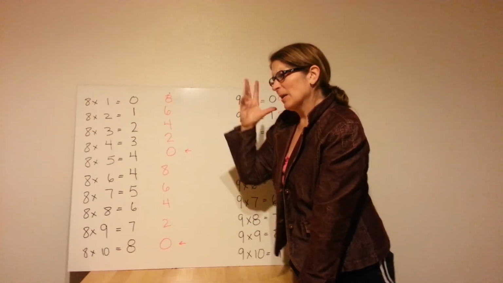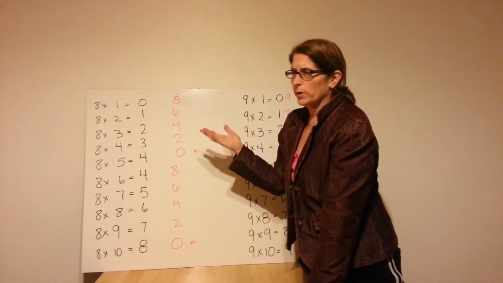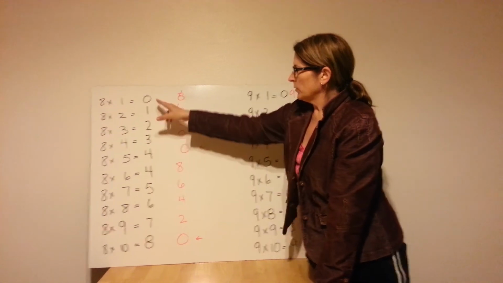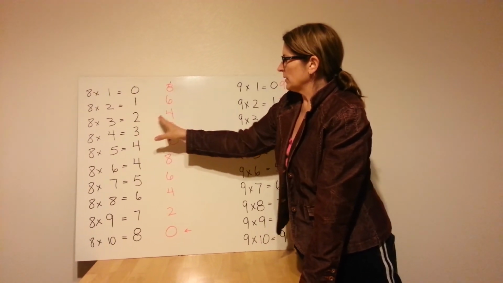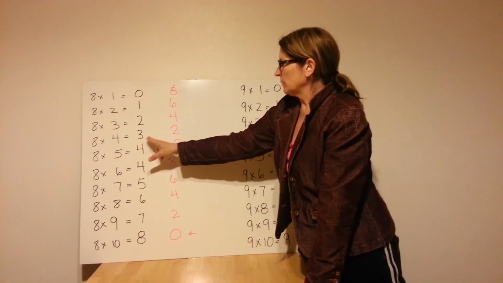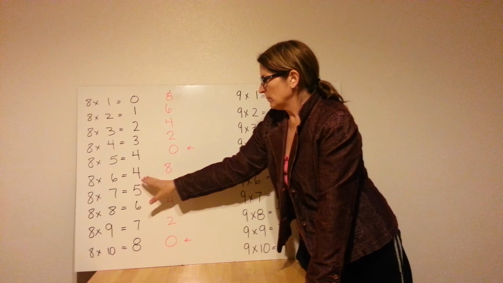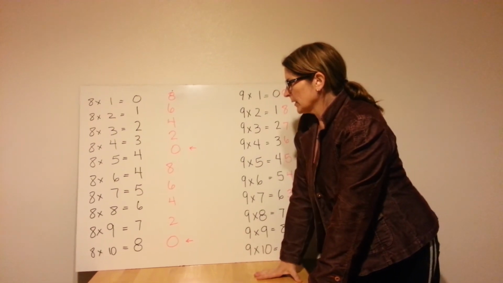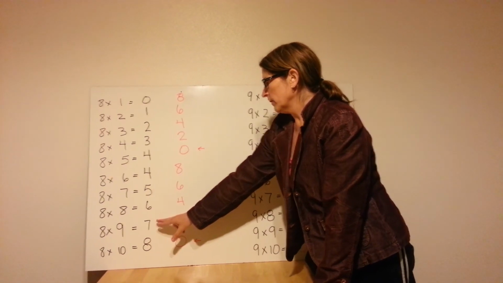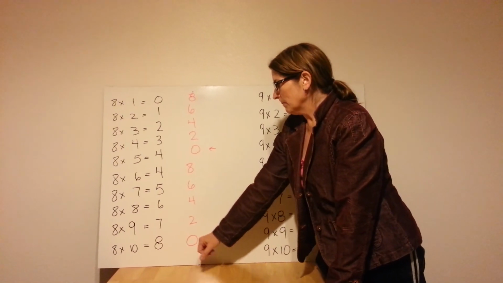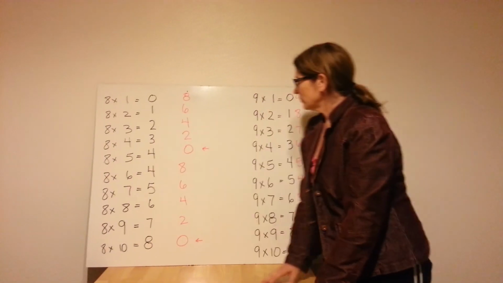So if you memorize that pattern, you have a little something to work with there. And so, 8 times 1 is 8, 8 times 2 is 16, 8 times 3 is 24, and 8 times 4 is 32, 8 times 5 is 40, 8 times 6 is 48, 8 times 7 is 56, 8 times 8 is 64, and 8 times 9 is 72, and 8 times 10 is 80.